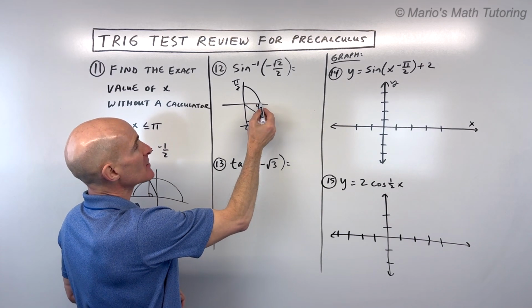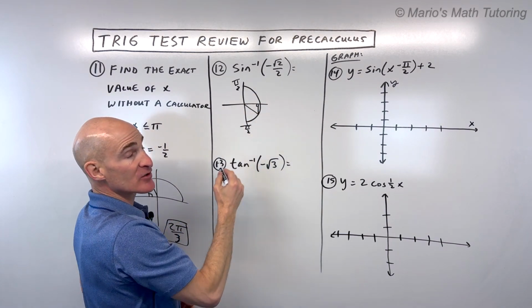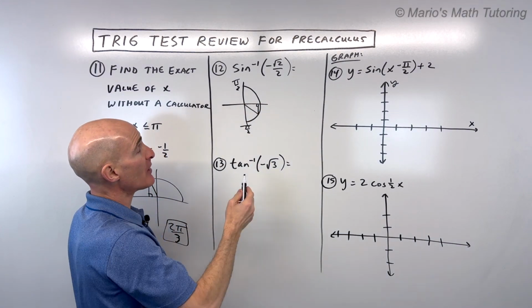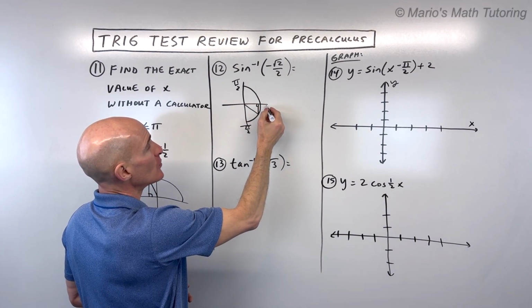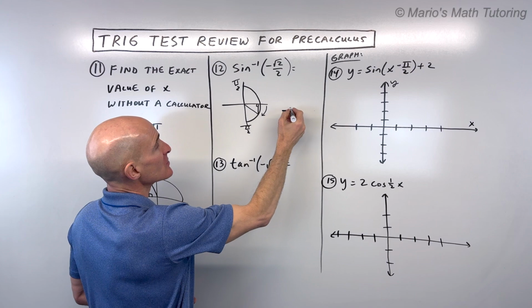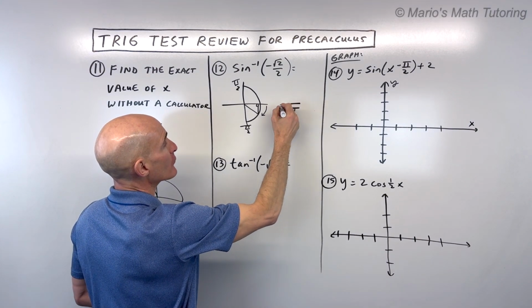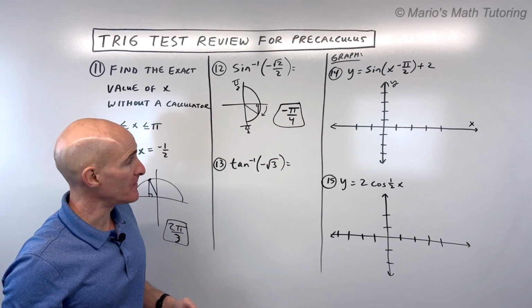Now, some students make the mistake of going all the way around and saying this is 315 degrees or 7 pi/4. When you end up in the fourth quadrant like this doing the inverse sine, you want to make this a negative angle. So this would be -pi/4 or -45 degrees.